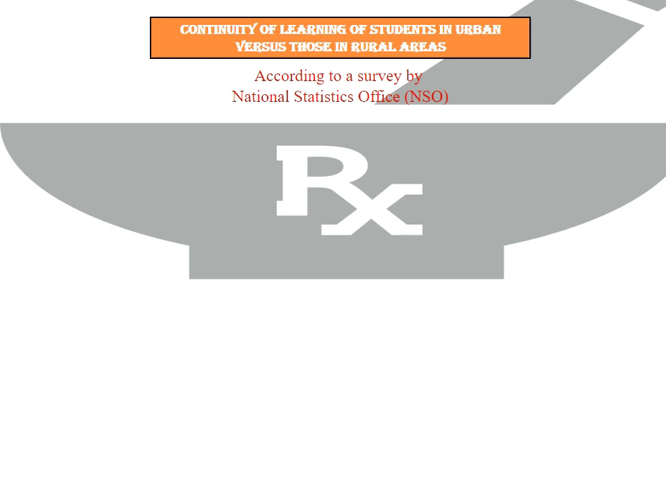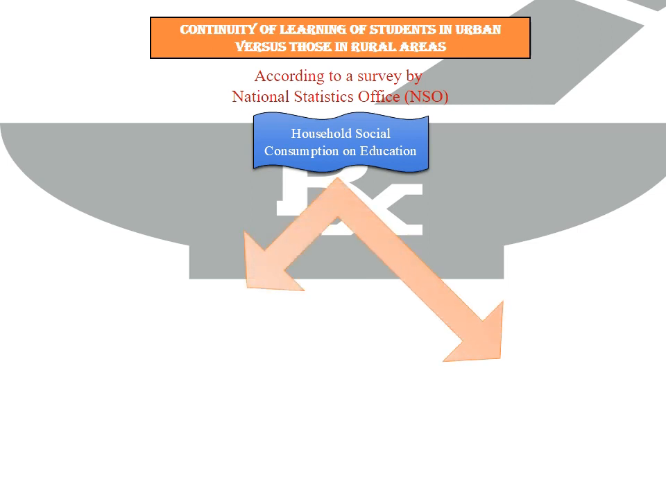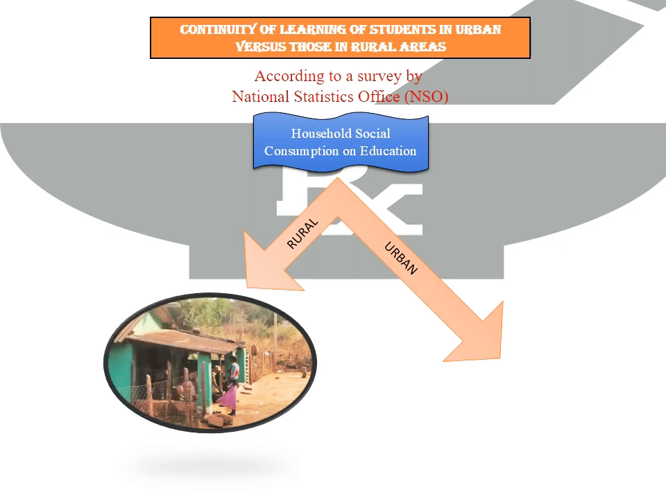If we see the continuity of learning of students in urban versus rural areas, this data I'm providing is according to a survey by the National Statistics Office, that is NSO, on household social consumption of education in rural and in urban areas. In the case of rural areas, we can see that 4% of the rural population has access to a computer. That's quite less.